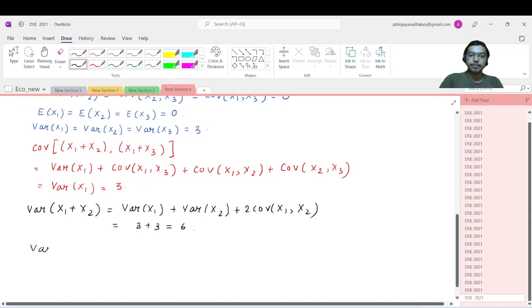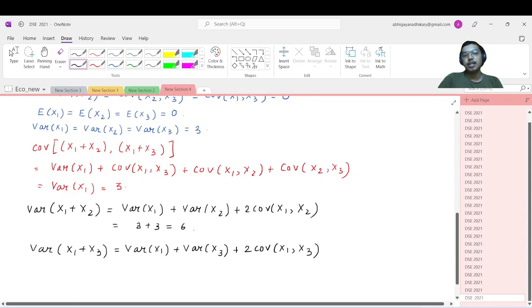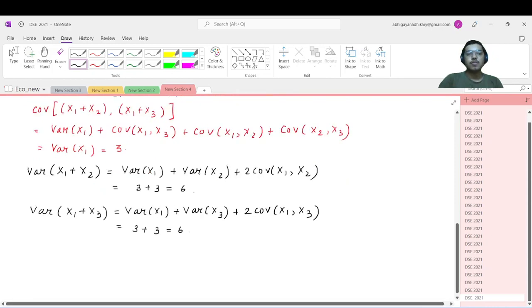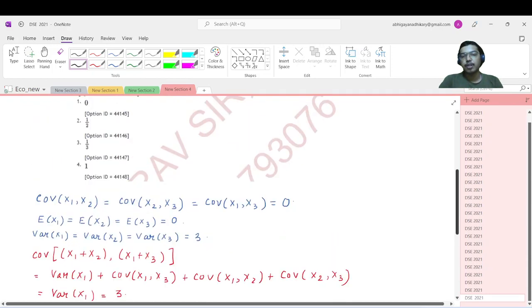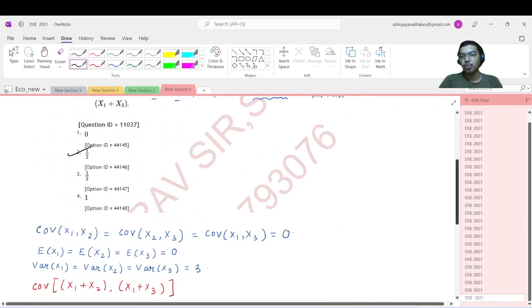And variance of x1 plus x3 is similarly variance of x1 plus variance of x3 plus 2 times covariance x1 x3. So this is 3 plus 3, 6. So what will be the correlation coefficient? It is the covariance, which is 3, divided by the standard deviations of these two variates. So this is 3 by 6, which comes out to be half, which is your option number 2 in this case.